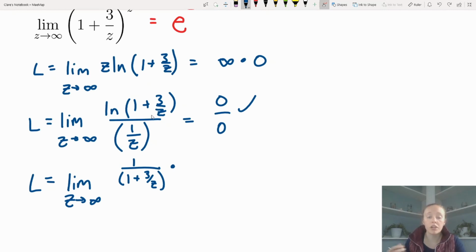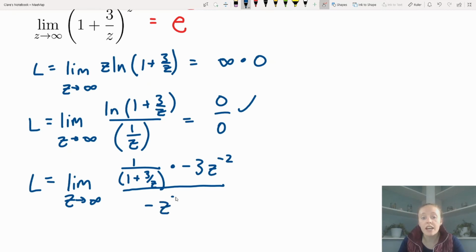The derivative of 3 over z is going to be negative 3z to the negative 2. Or you can write it as a positive exponent as negative 3 over z squared. I'll leave it as a negative exponent just to show you that ultimately in the end it won't matter. And that's all over, we're going to put that over the derivative of our denominator, which the derivative of 1 over z is negative z to the negative 2. So you can see that my z to the negative 2's will cancel out, and this negative will cancel out with this negative, because a negative over negative will be a positive.